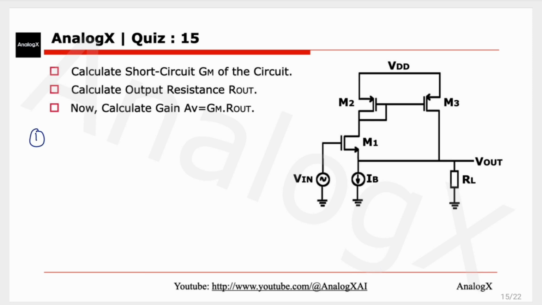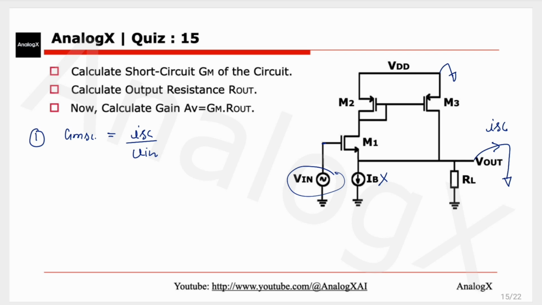To calculate short circuit GM, we first ground the supply voltage and all the independent voltages. So this will be small signal ground and this will be open circuit, and this is my input voltage, and just short circuit the output. This current will be I short circuit. So my GM short circuit will be short circuit current divided by input voltage. This is my input and this is my short circuit current. I have to find the ratio.